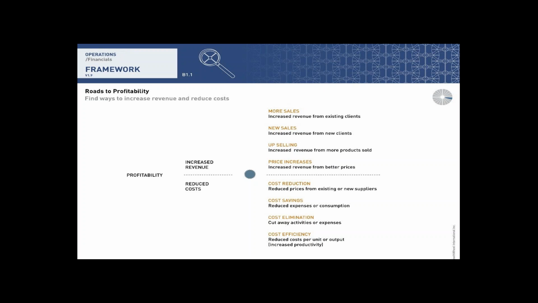You can stop doing certain things to eliminate those costs, and then increasing productivity, which often happens as you grow, can also help reduce your costs. So by being more efficient. This can be a list of steps that you can brainstorm either with an advisor or just on your own that may help you identify some ideas.